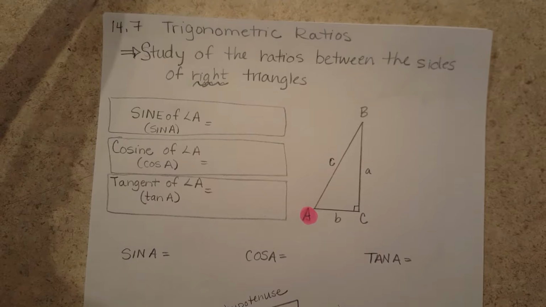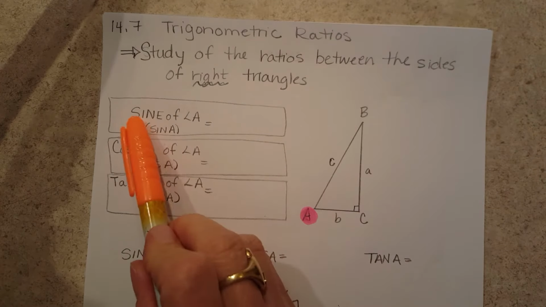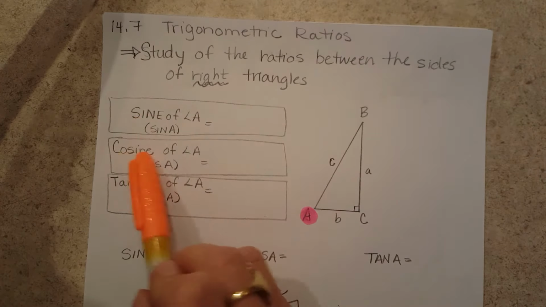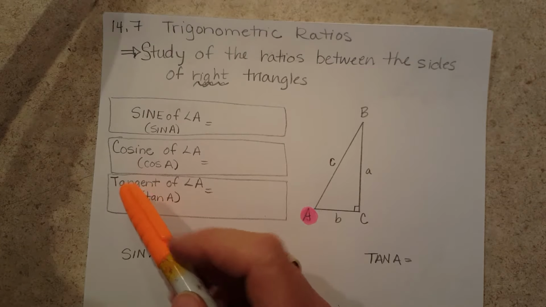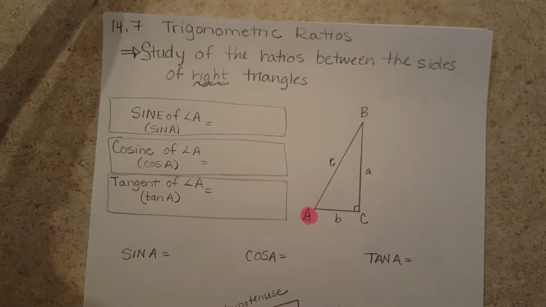Okay. When you study the ratios between the sides of right triangles, those are called trigonometric ratios, or trig ratios. There are three that we're going to talk about today, and you've probably heard of them before. There's sine, cosine, and tangent. Those are the three basic ones we're going to work on. It's just a little introduction before next year when you get into it in more depth.